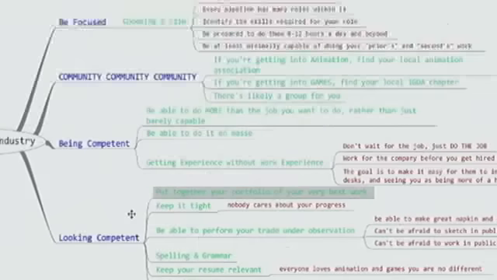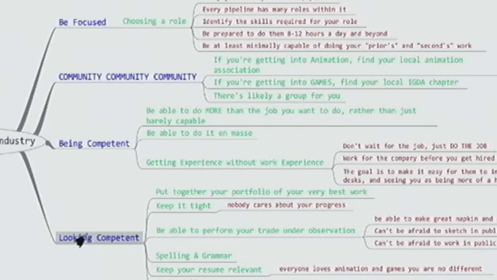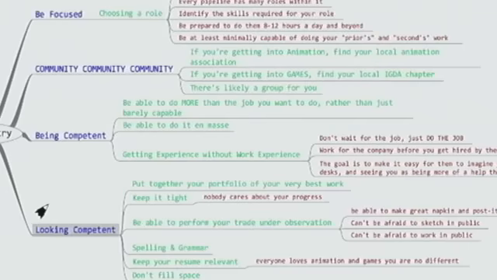Now, that's just being competent. Looking competent. People look at things like portfolios and resumes, and yes, fine. These are formalities in the end. If you're already very competent, and you're able to impress the higher ups, then looking competent, this kind of stuff is really just, again, this is kind of where people see the breaking into the industry. It's dealing with HR people. Yes, put together a portfolio of your very best work. Keep it tight. Nobody cares about your progress. No one wants to see your early crappy drawings. Yes, you've gotten better now, but really no one cares about that.